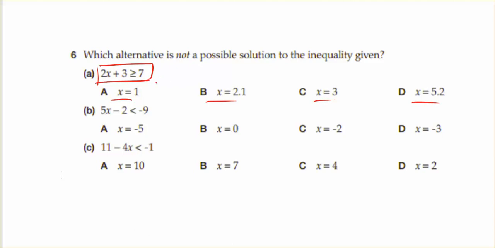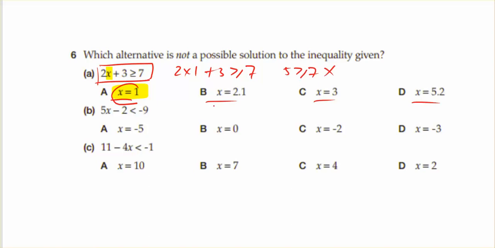So what I mean by that is, let's look at x equals 1, for example. If I substitute 1 for x, does that statement hold true? So let's do it. We'll go 2 times 1, because x is 1 now, plus 3. Is that greater or equal to 7? 2 times 1 is 2, plus 3 is 5. Is 5 greater or equal to 7? No, that's not true. 5 is not greater or equal to 7.